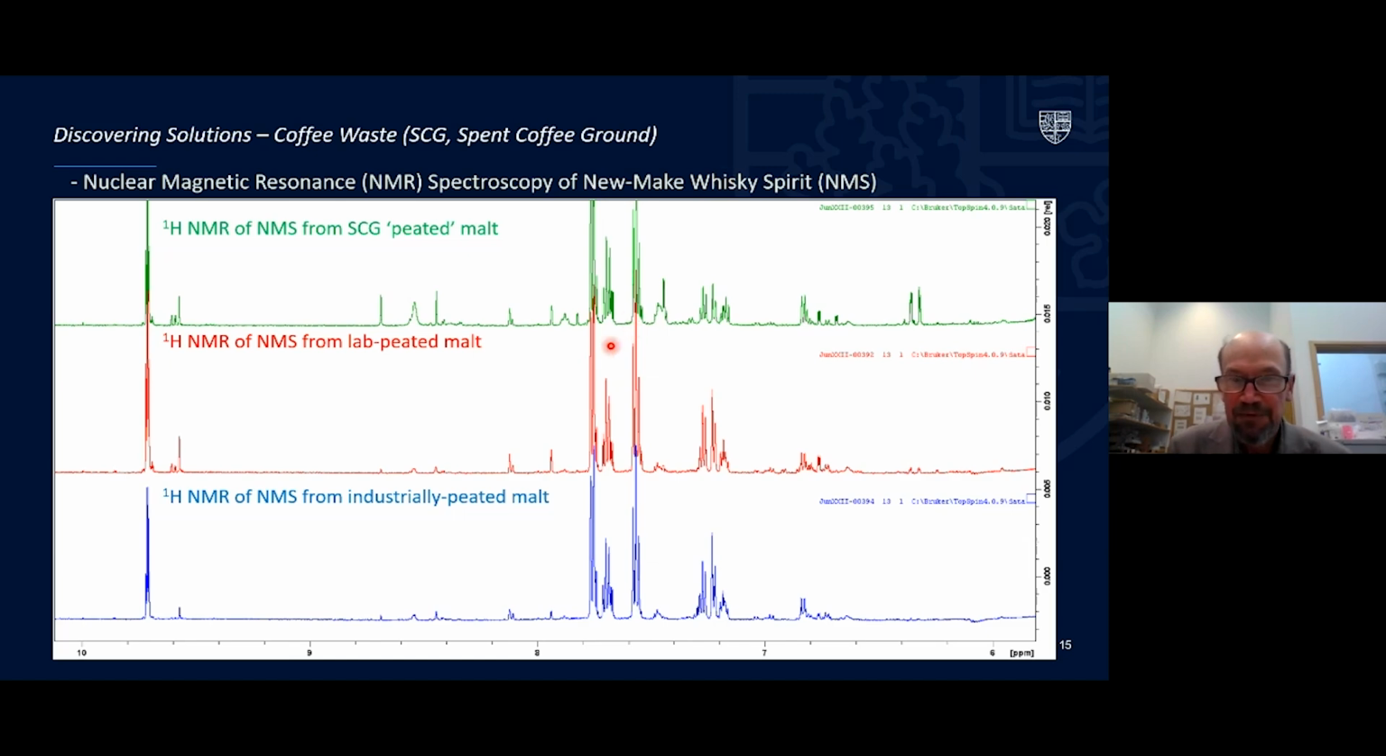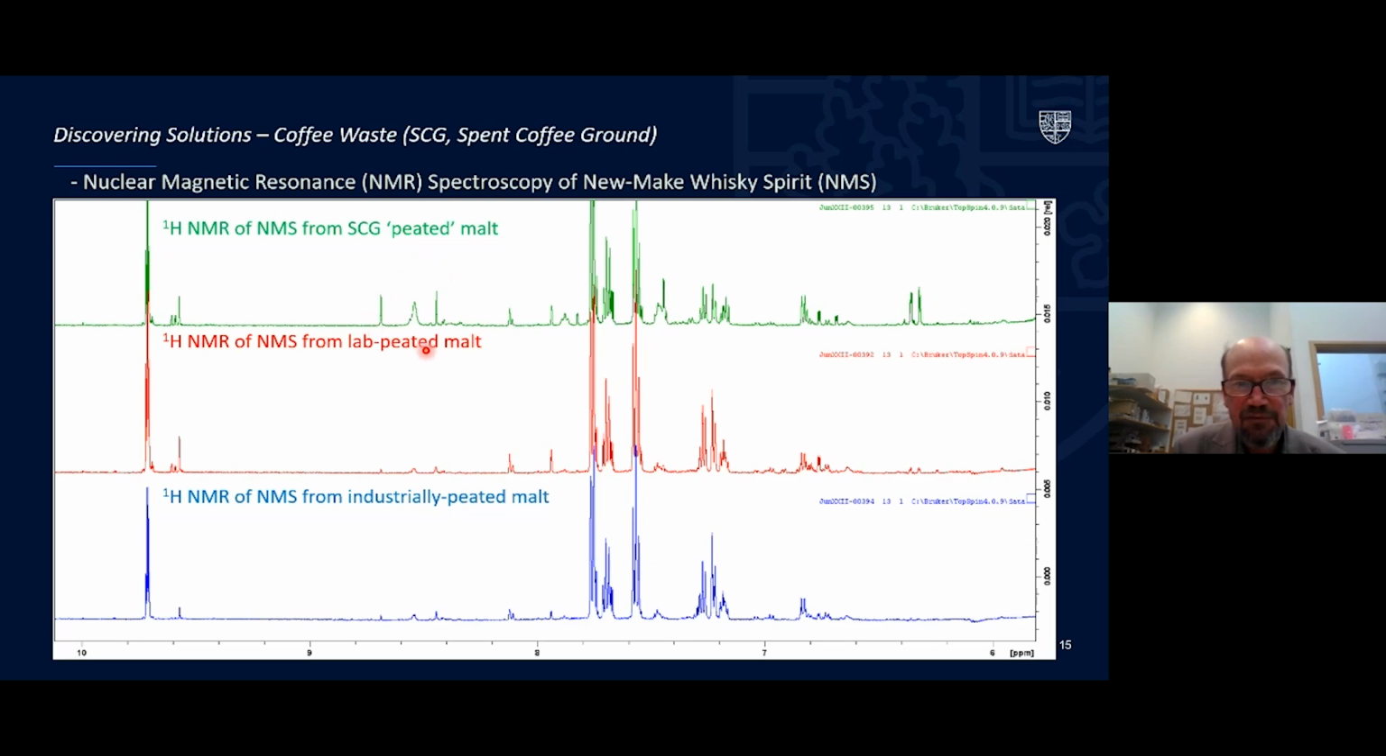And these three spectra here are spectra of new make whisky spirit, and you can see that they are very similar. So the three different spirits, again, the two lower ones are these peated spirits, and the one at the top is a whisky that's made from spent coffee ground. So we actually made a whisky spirit using spent coffee ground rather than peat in the kiln, and you'll see that they look very, very similar.